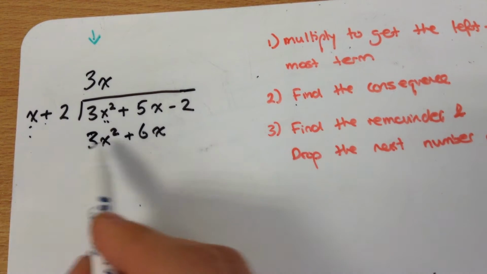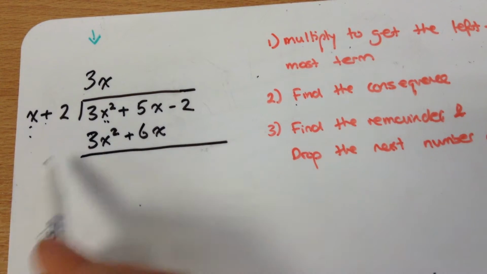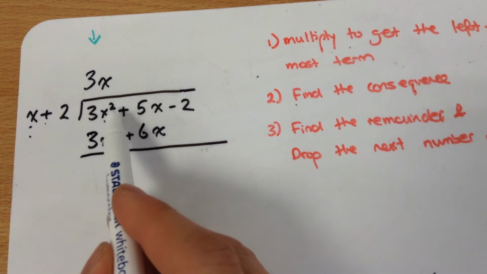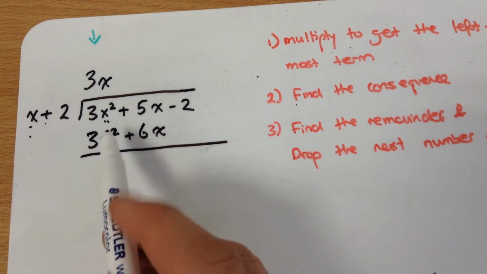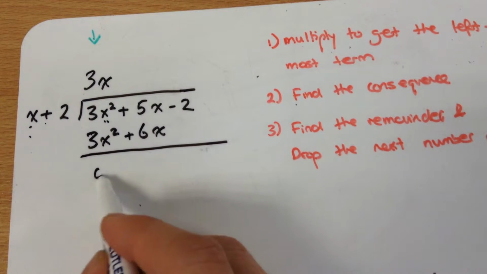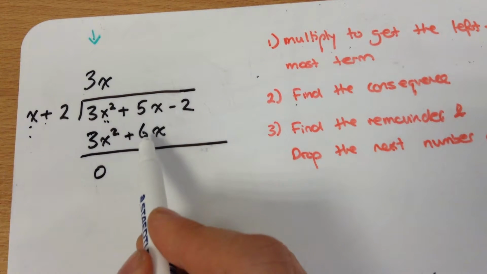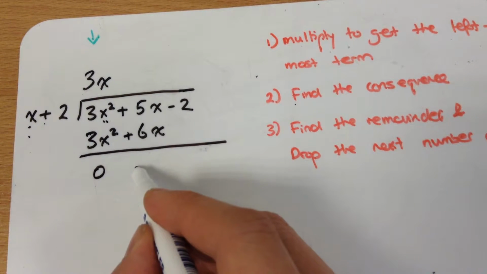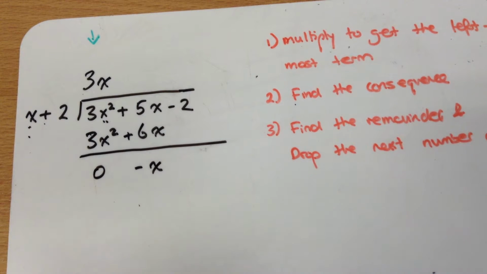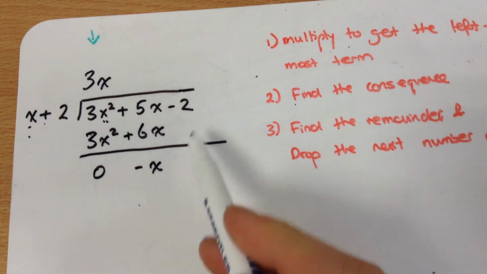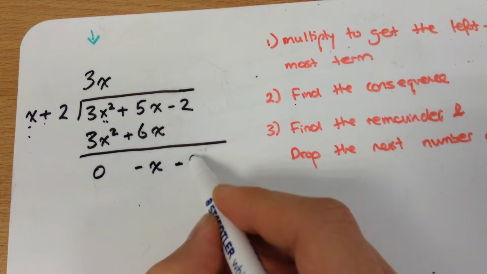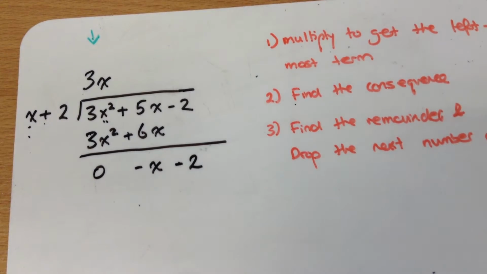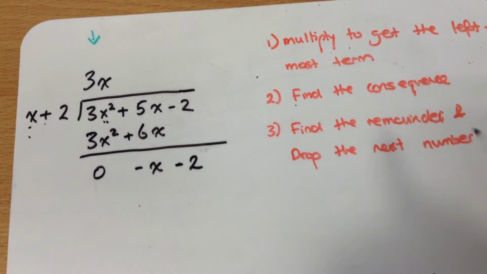And then I need to find a remainder. In other words, I've got to minus this equation from this equation. 3x squared minus 3x squared gives me 0, as it always should. 5x minus 6x gives me minus 1x. And once we've found a remainder, we've got to drop the next number down. The next number being minus 2. So the minus 2 gets dropped down here. We continue, we go back and repeat.